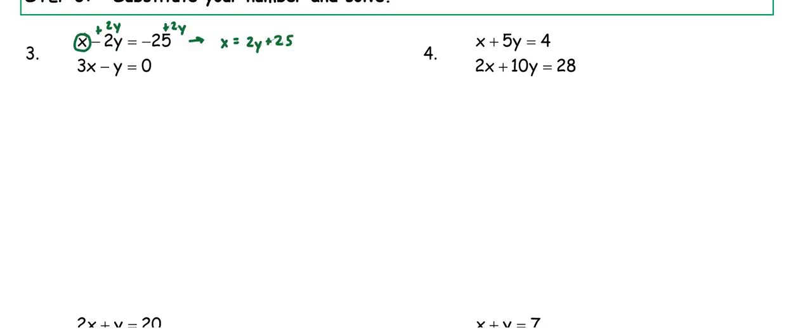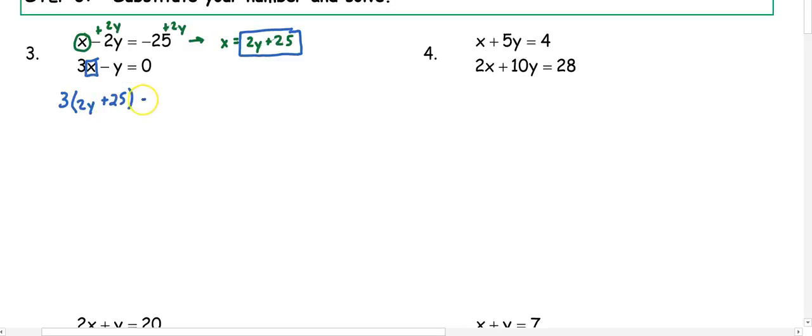Now that we have x by itself, we're going to box what x is equal to from the first equation and box x in the second equation, and now we're going to be able to substitute. So we get 3 parentheses, and we're going to put in what we're substituting. So 2y plus 25 minus y equals 0.